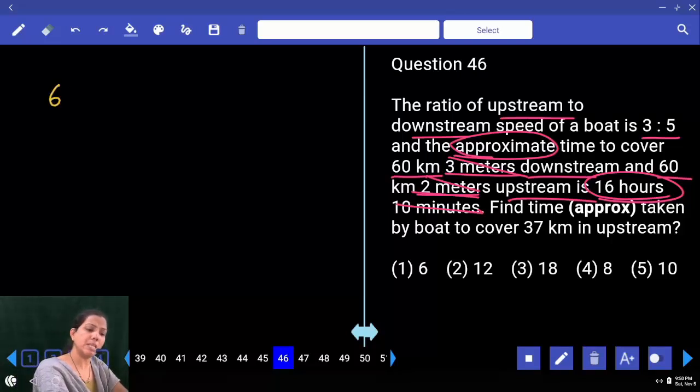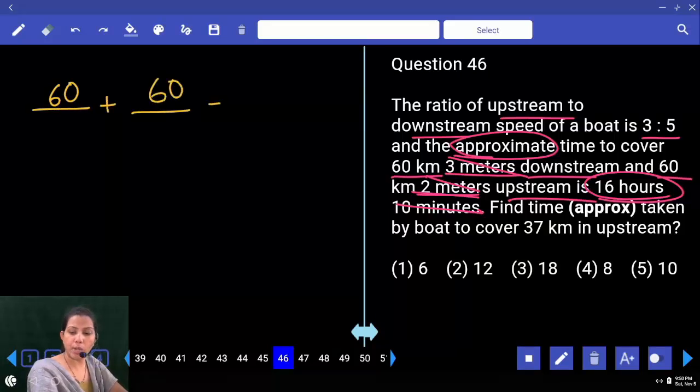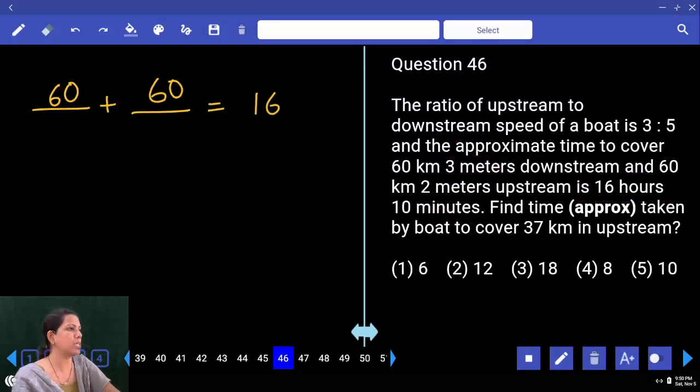60 kilometers upstream time and 60 kilometer downstream time together is equal to 16 hours. Time formula is equal to distance by speed.